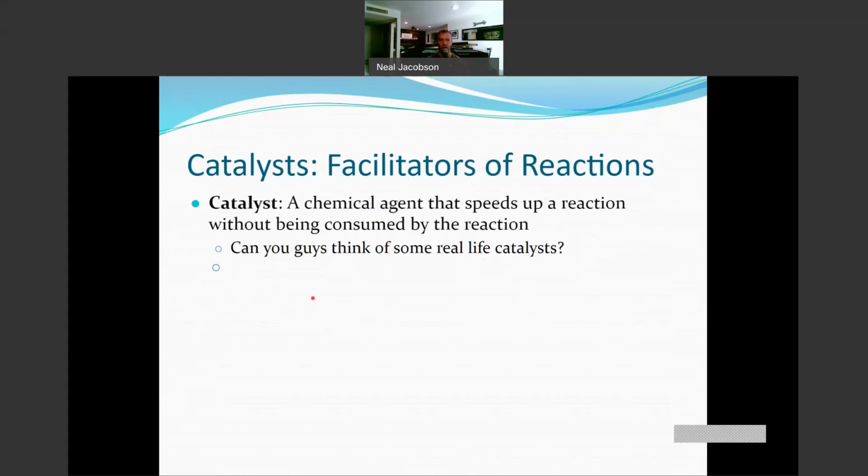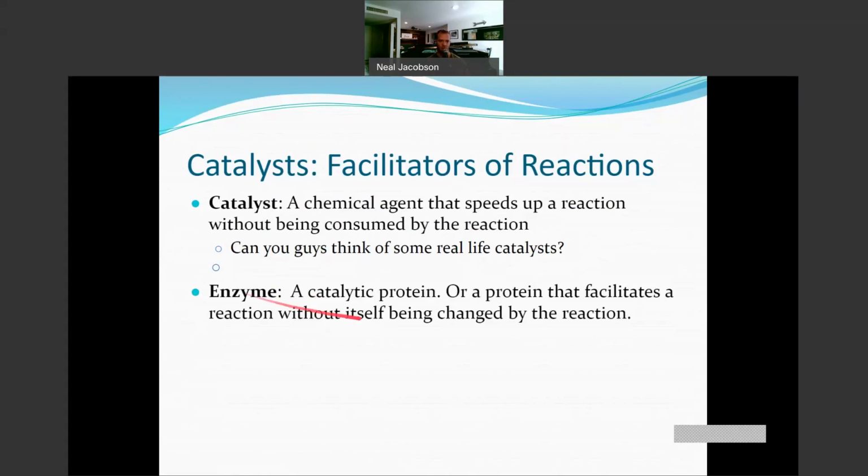Catalyst, an example of a catalyst inside the body would be an enzyme. And so a catalyst is a general term, right? As something that speeds up a reaction without being consumed by it. So you can have catalysts like in your car, catalysts that are not enzymes. And you can have proteins that are not enzymes. But an enzyme is a catalytic protein.